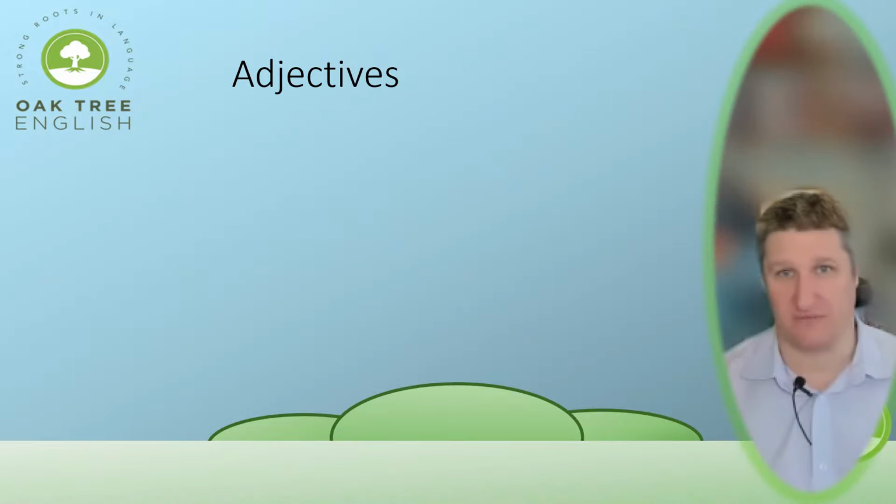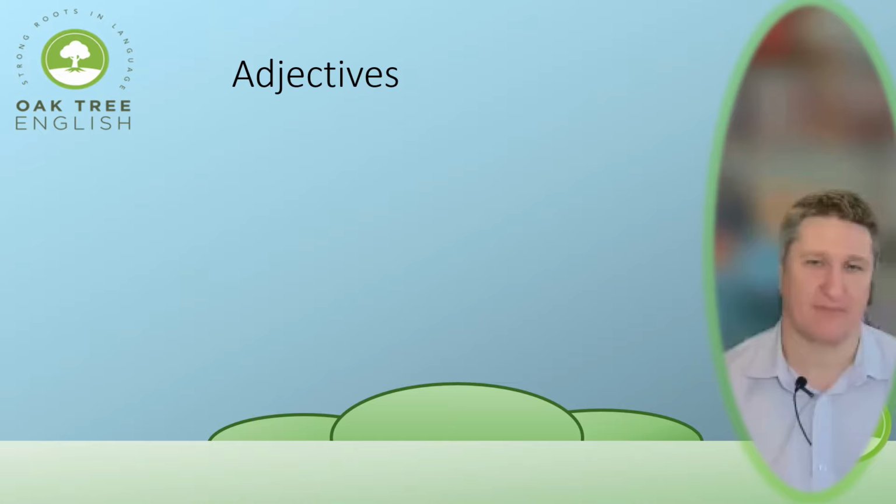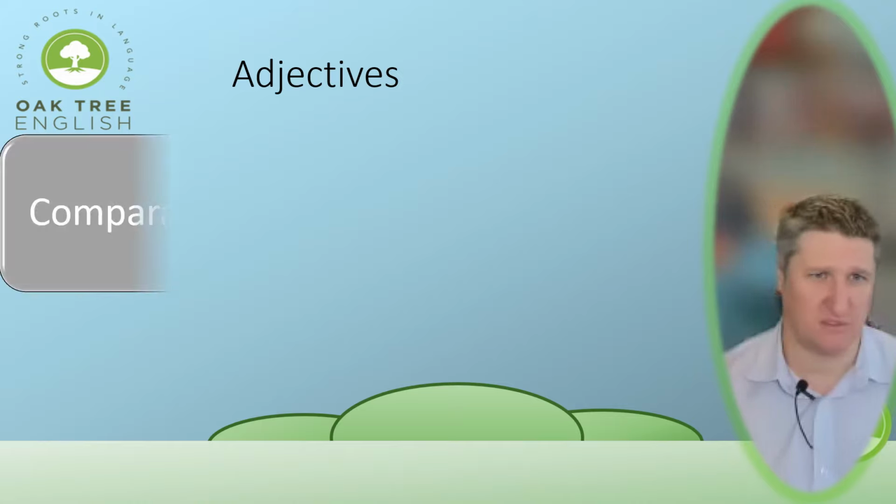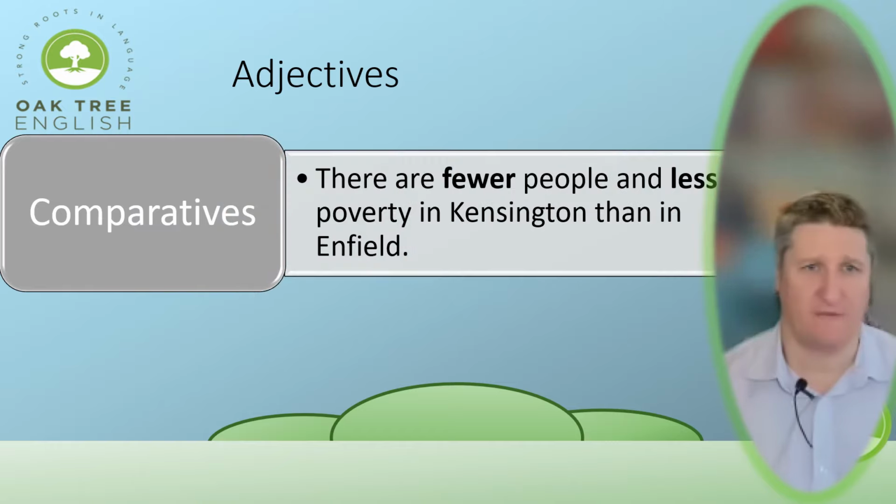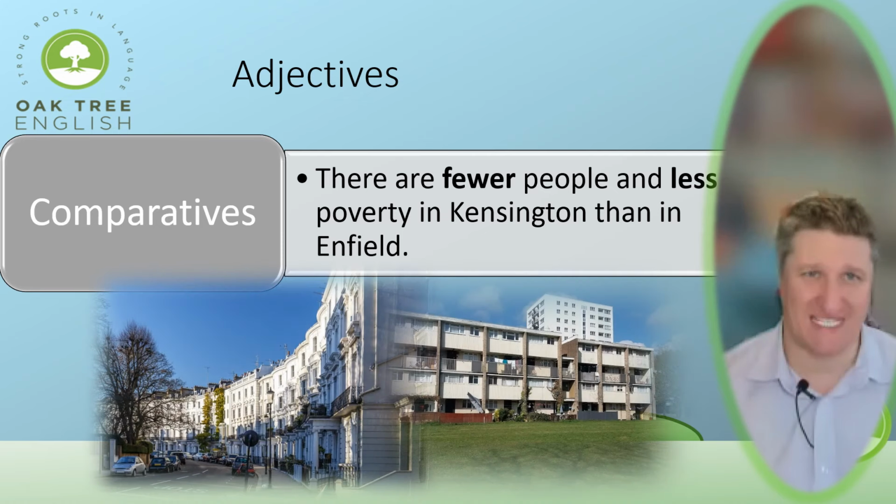Having covered nouns and verbs, let's turn to adjectives. These are describing words such as beautiful, simple, angry, green, incredible, but not Hulk. At level 1, you should be able to compare using the correct choice of fewer or less. Fewer is for countable nouns and less for uncountable nouns. For example, there are fewer people and less poverty in Kensington than in Enfield, 2 districts of London.